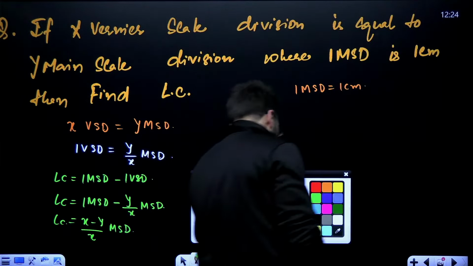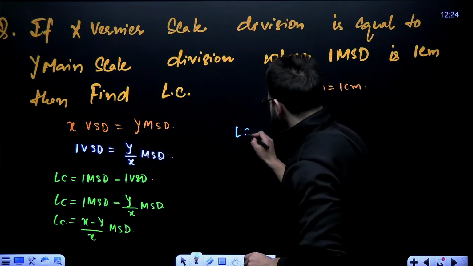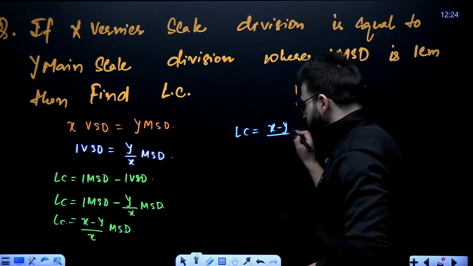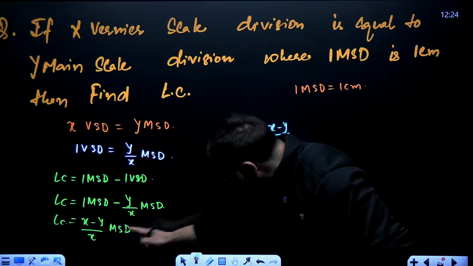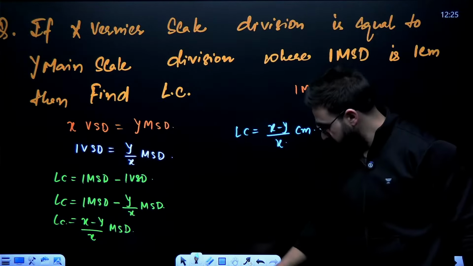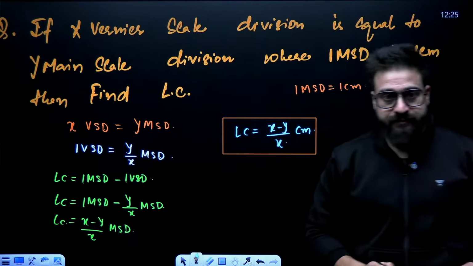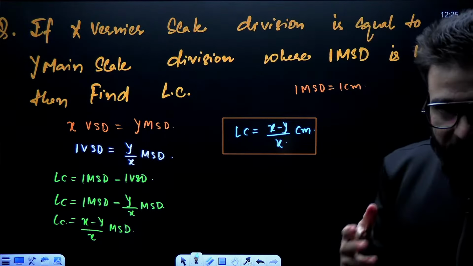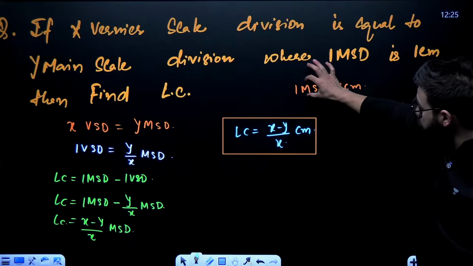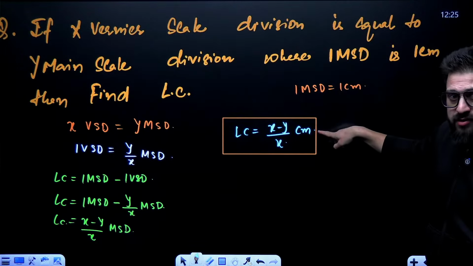So can I not say in this particular case, the least count will come out to be X minus Y divided by X. Instead of MSD, I would write centimeters. X minus Y divided by X centimeters. Great. If it was mentioned over here that 1 MSD is equal to 1 mm, then you would mention mm here. But here it will be in cm.